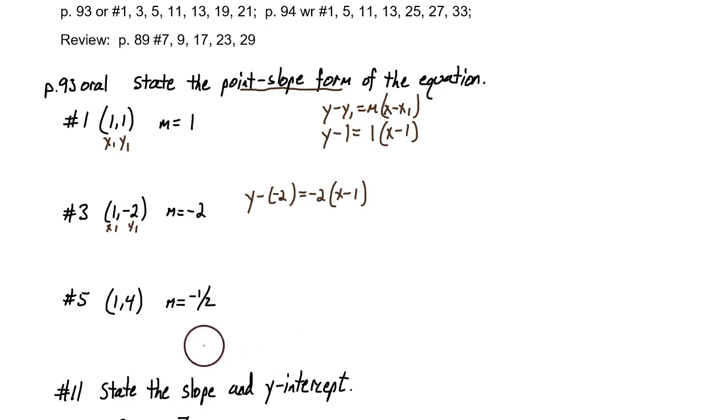Number 5, the same thing. Let's identify what's x1 and y1. And notice we also know a value for m. So here comes the point-slope form. Y minus, fill in y1, equals, fill in the m. And then in parentheses it goes x minus, and then fill in the x sub 1. Here's the point-slope form equation for a line that goes through the point 1, 4 and has a slope of -1/2.